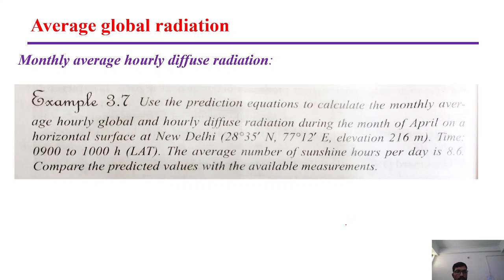So let's understand these different values using an example. The example is given: use the prediction equation to calculate the monthly average hourly global and hourly diffuse radiation.